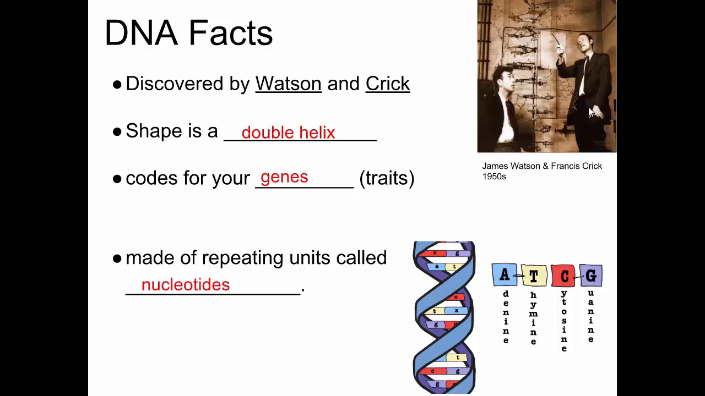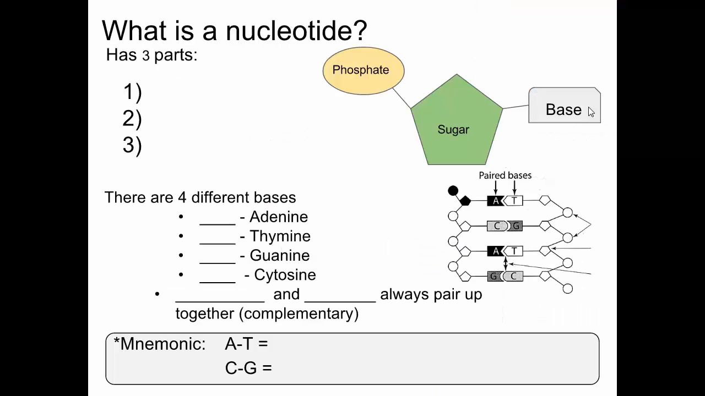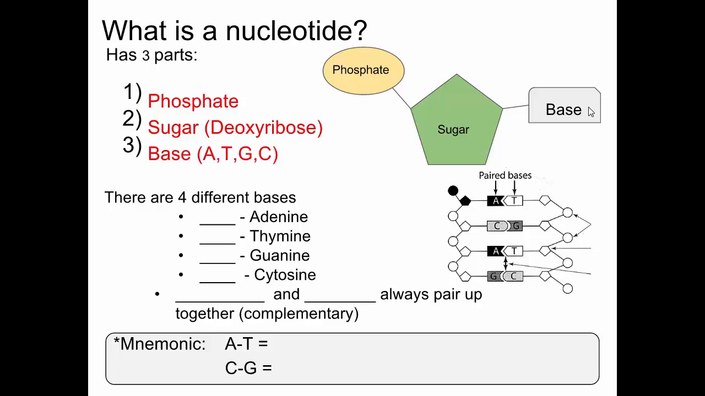And DNA, the strand of DNA, that double helix, is made of repeating units called nucleotides. There's a repeating series of nucleotides that make up an entire strand of DNA. This is an image of a nucleotide. It has three parts: a phosphate, a sugar, or a deoxyribose, and a base, A, T, G, or C.